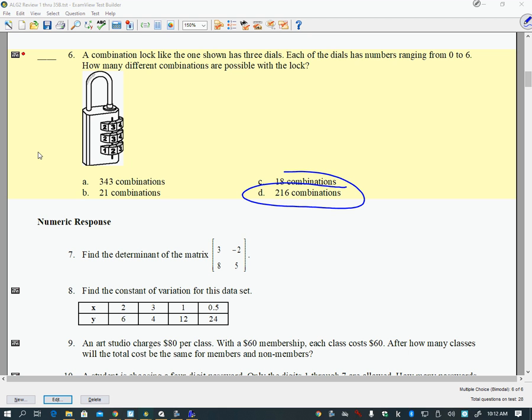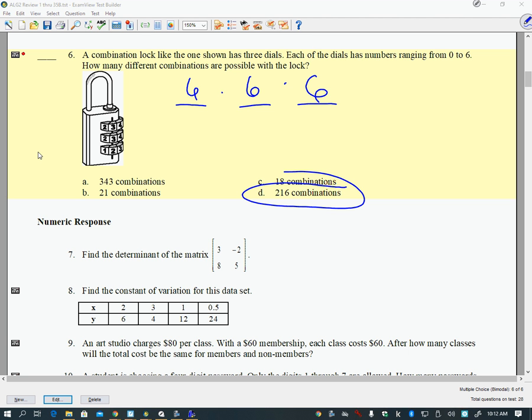How many of you picked D as your answer? 1, 2, 3, 4-ish maybe. How many of you picked 216? 216 combinations. Let me guess, your math looks something like this: 6 times 6 times 6. Right? Okay, let me tell you why you're wrong.